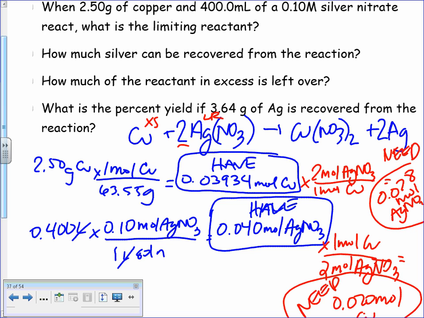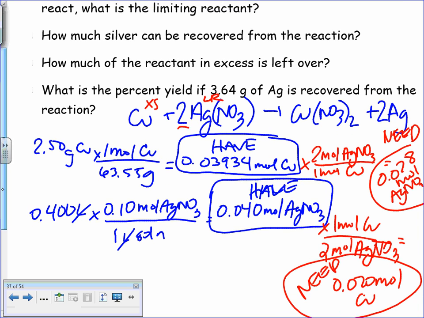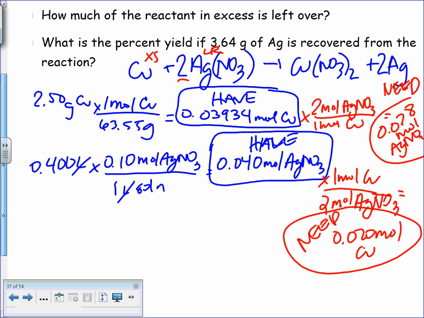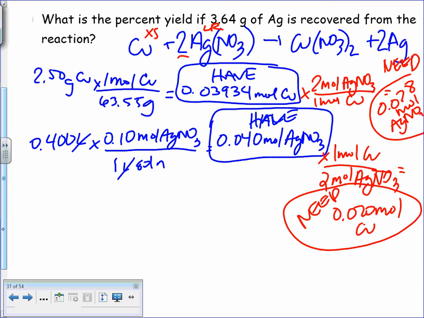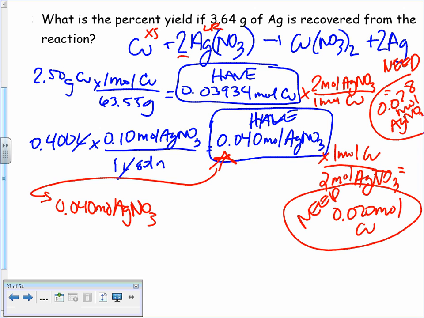What do we start with? What is our given that we start with? The limiting reactant moles. Okay, so where's the limiting reactant moles? Which one? This one, right? Okay, so I'm starting with that: 0.040 moles of silver nitrate. So I told you the beauty of finding the LR is now you know what to start with for the rest of the problem, the rest of your life here.